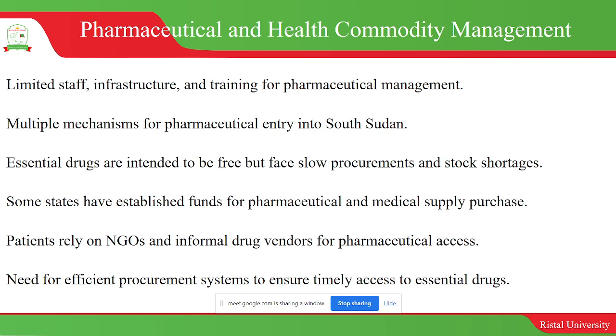Because drugs or pharmaceuticals can come into the country when they are brought by or imported by private sector actors or NGOs, and then also the government itself or even the non-profit, the faith-based organizations can import drugs into the country. Okay, so there are several mechanisms.